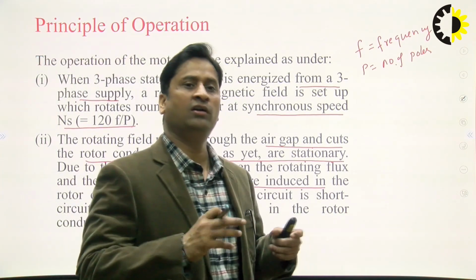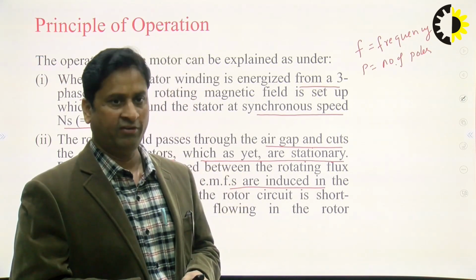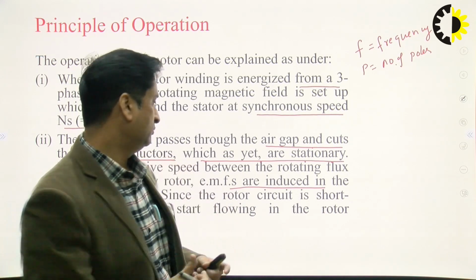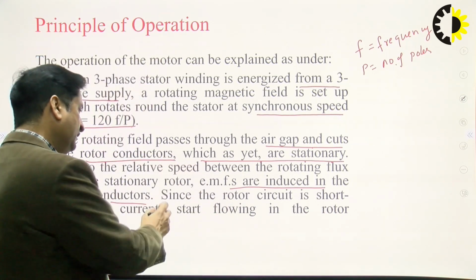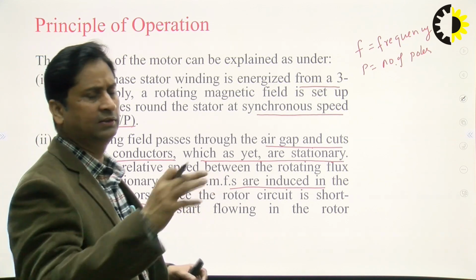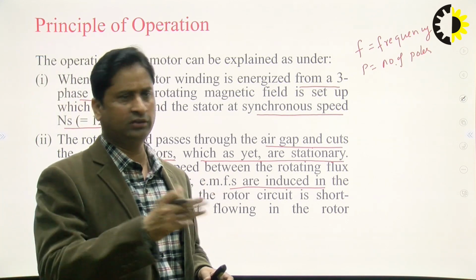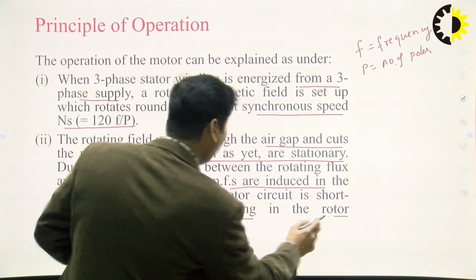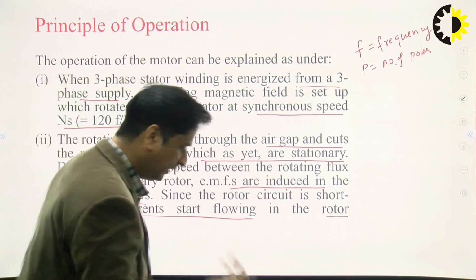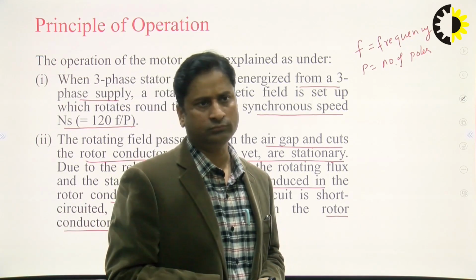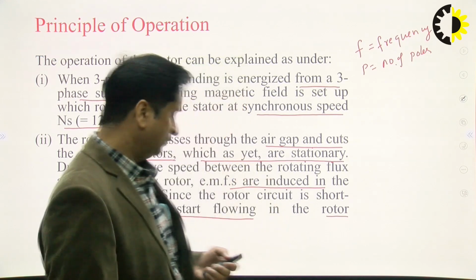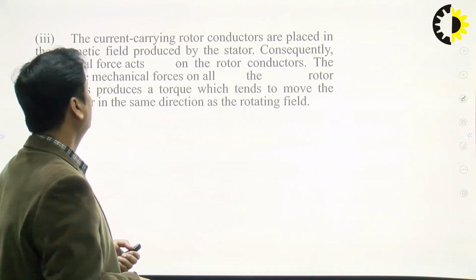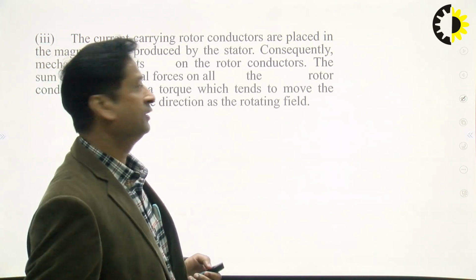This is called Faraday's law. Whenever there is relative motion between the two, there will be an induced EMF in the conductors. These rotor conductors are generally short circuited, forming a closed circuit, and because of this, current starts flowing in the rotor conductors. This is how current flows in the rotor conductor.